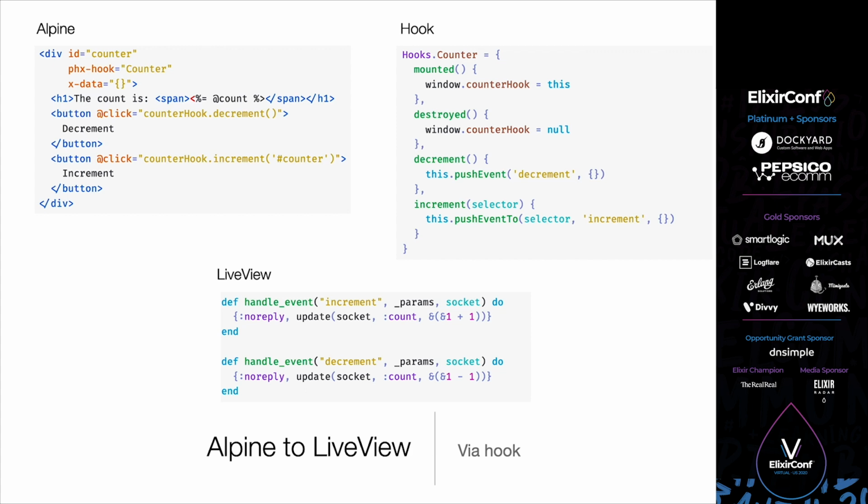Going from Alpine to LiveView, this is a two-step process in this example. So we're calling a function on a window registered hook, and then within that hook function, we're doing a push event to the server. So we go from the Alpine code to the hook, and then from the hook to the LiveView, where we can handle that event.